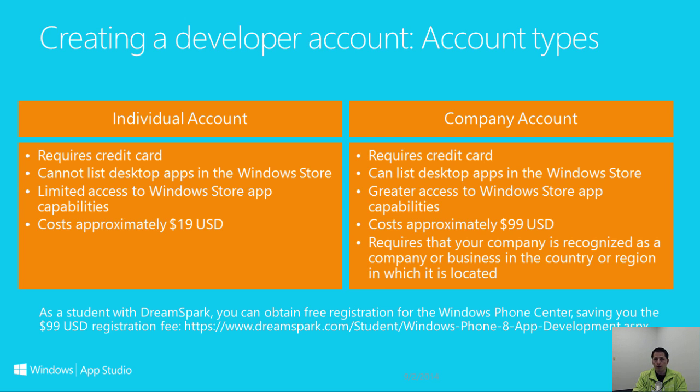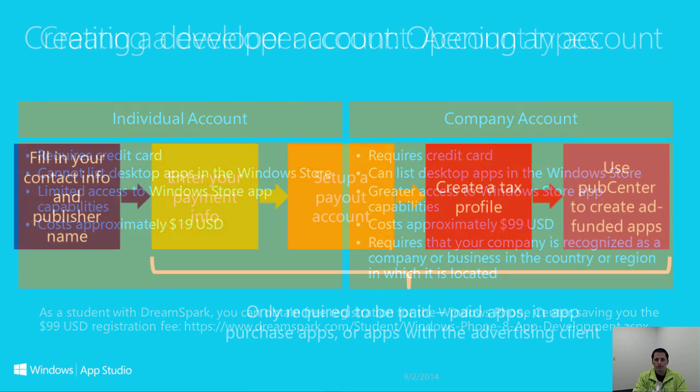A company account will allow you to also publish desktop apps, but has some additional requirements. There is a slightly higher cost and the need for your company to be established as a business in your country or region. If you are a student, there is a third route that enables you to obtain the registration for free. You can find out more at the URL displayed here.